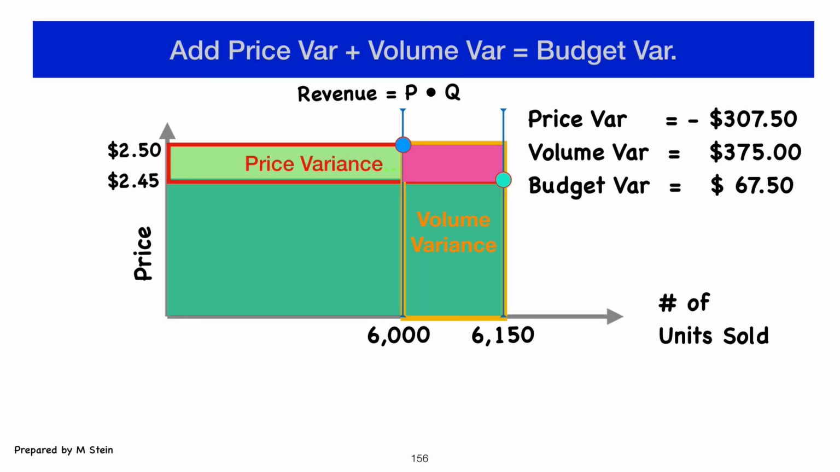If you add the price variance plus the volume variance, you get the total budget variance. Since the price variance is negative, that means the impact of price reduced income. Since the volume variance was positive, that means the effect of quantities increased income, and the budget variance tells us the net of the two. The benefit of this approach is that in some circumstances, the cause of the price variance can be quite different than the cause of the volume variance.